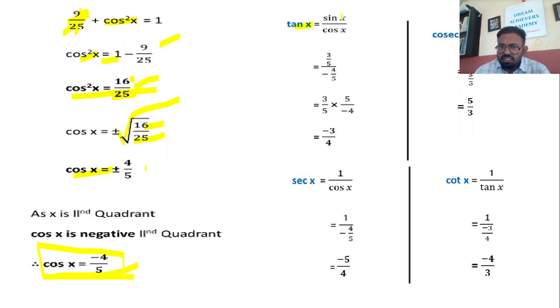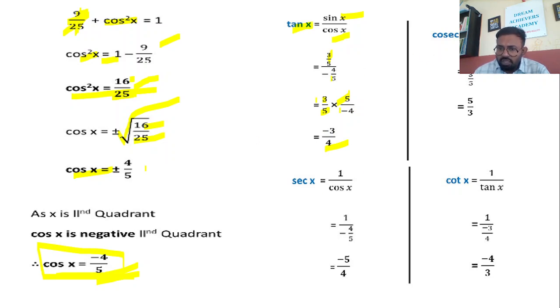Now tan x. Tan x is sin x by cos x, we know the quotient rule. So sin x we know 3 by 5 they have given. Cos x we found out minus 4 by 5. We need to take it minus 4 by 5. We should not take plus 4 by 5 because it is negative in second quadrant. That way we should take directly minus 4 by 5. Now 3 by 5 into 5 by 4, negative will be there. So 5 will get cancelled. Final answer will be minus 3 by 4. For which one? Tan x.